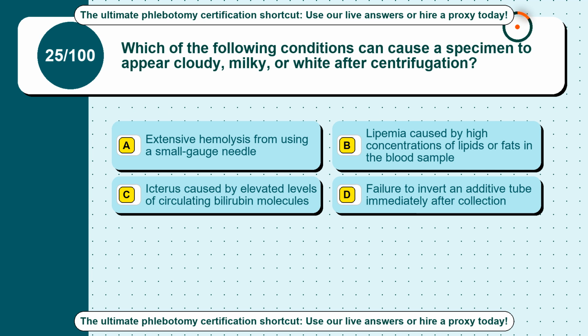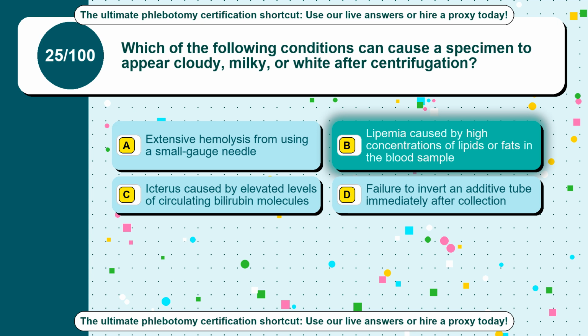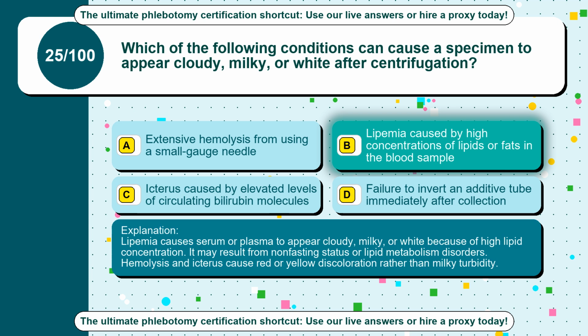Option D, failure to invert an additive tube immediately after collection. The correct answer is option B, lipemia caused by high concentrations of lipids or fats in the blood sample. Lipemia causes serum or plasma to appear cloudy, milky, or white because of high lipid concentration. It may result from non-fasting status or lipid metabolism disorders. Hemolysis and icterus cause red or yellow discoloration rather than milky turbidity.